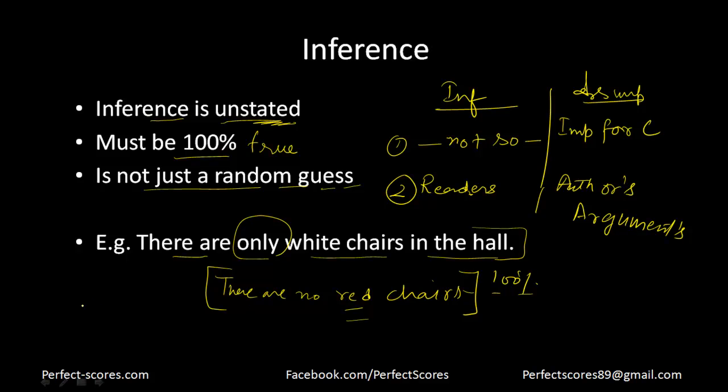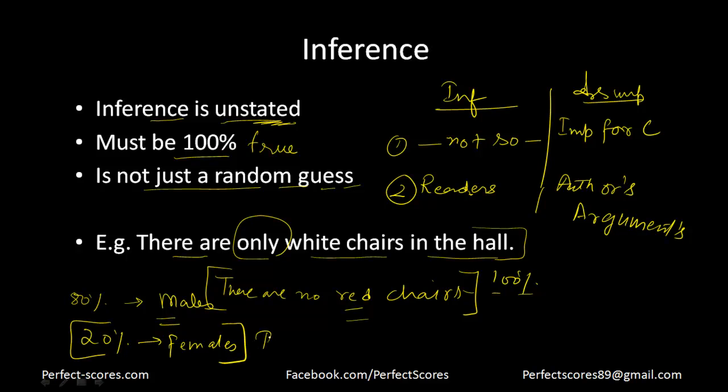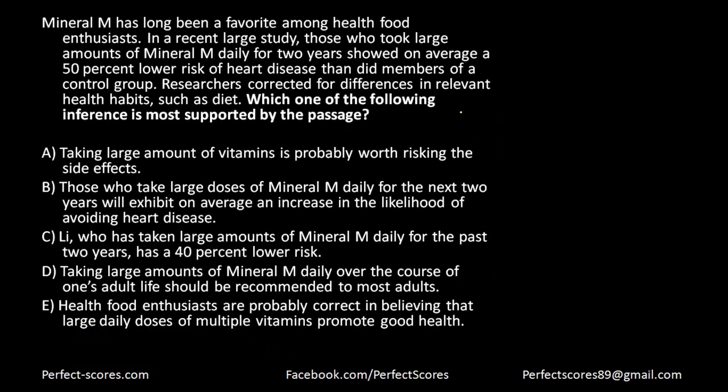Another example, for example, I tell you that 80% of the class consists of males. Now, even without mentioning, we know that 20% of the class will consist of females. What we have derived is an inference. It was not stated, yet it is 100% correct. And it's not a guess, it's 100% correct. So let's do one question.